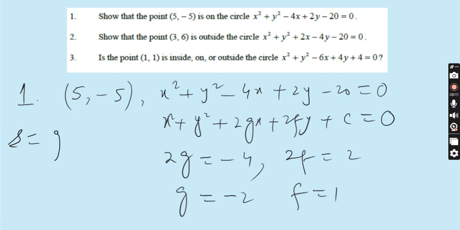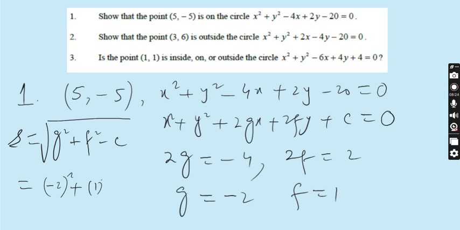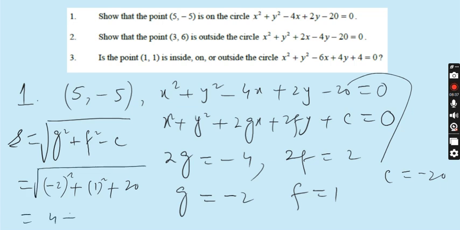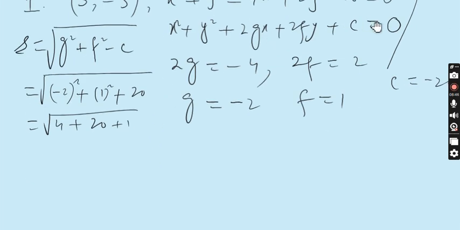The formula of the radius is r equals the square root of g square plus f square minus c. What is g? Minus 2. What is f? 1 square. Minus c. c is the constant term, in this case minus 20. So minus minus is plus 20. 2 square is 4, plus 1, plus 20. So r is equal to root 25, and root 25 is 5. So this is the radius.